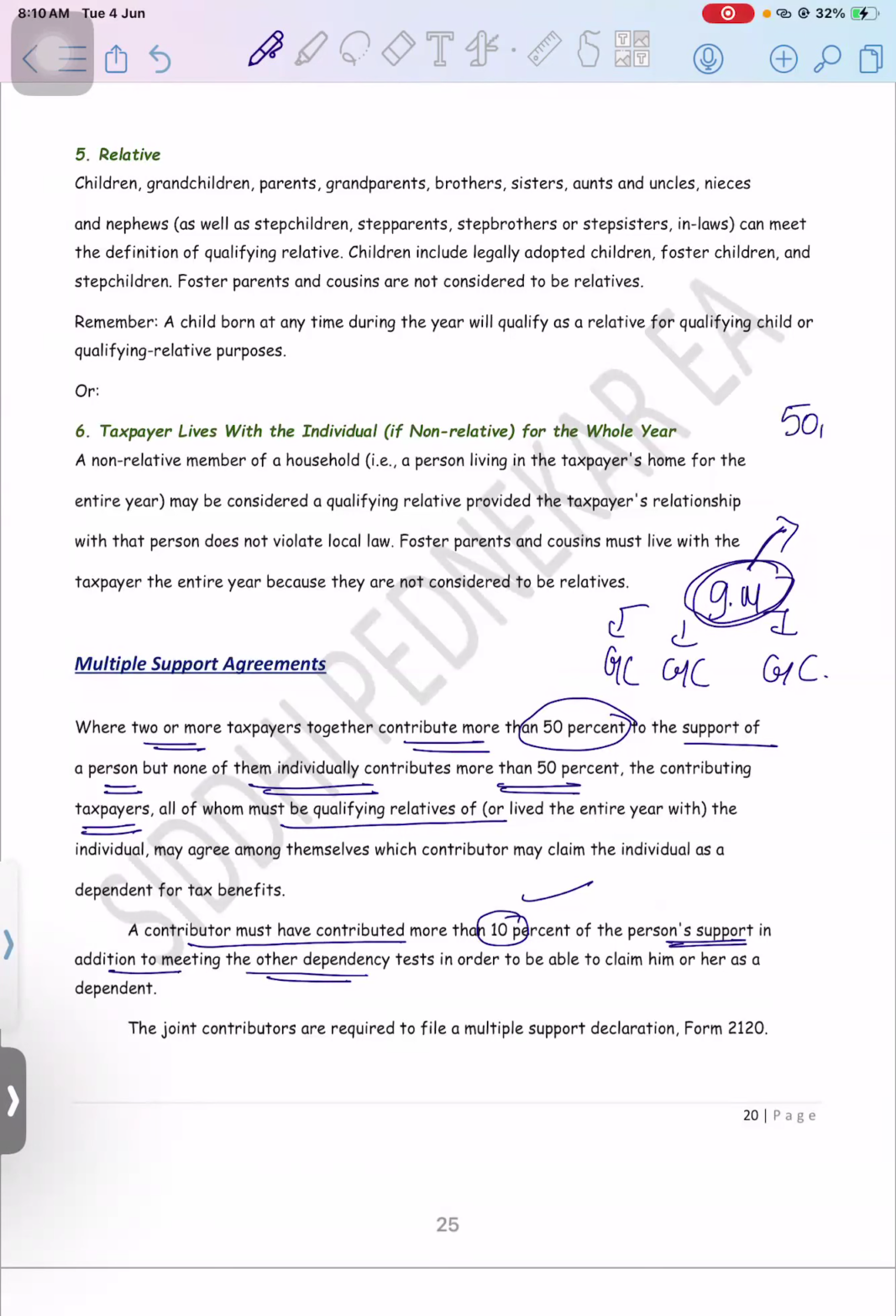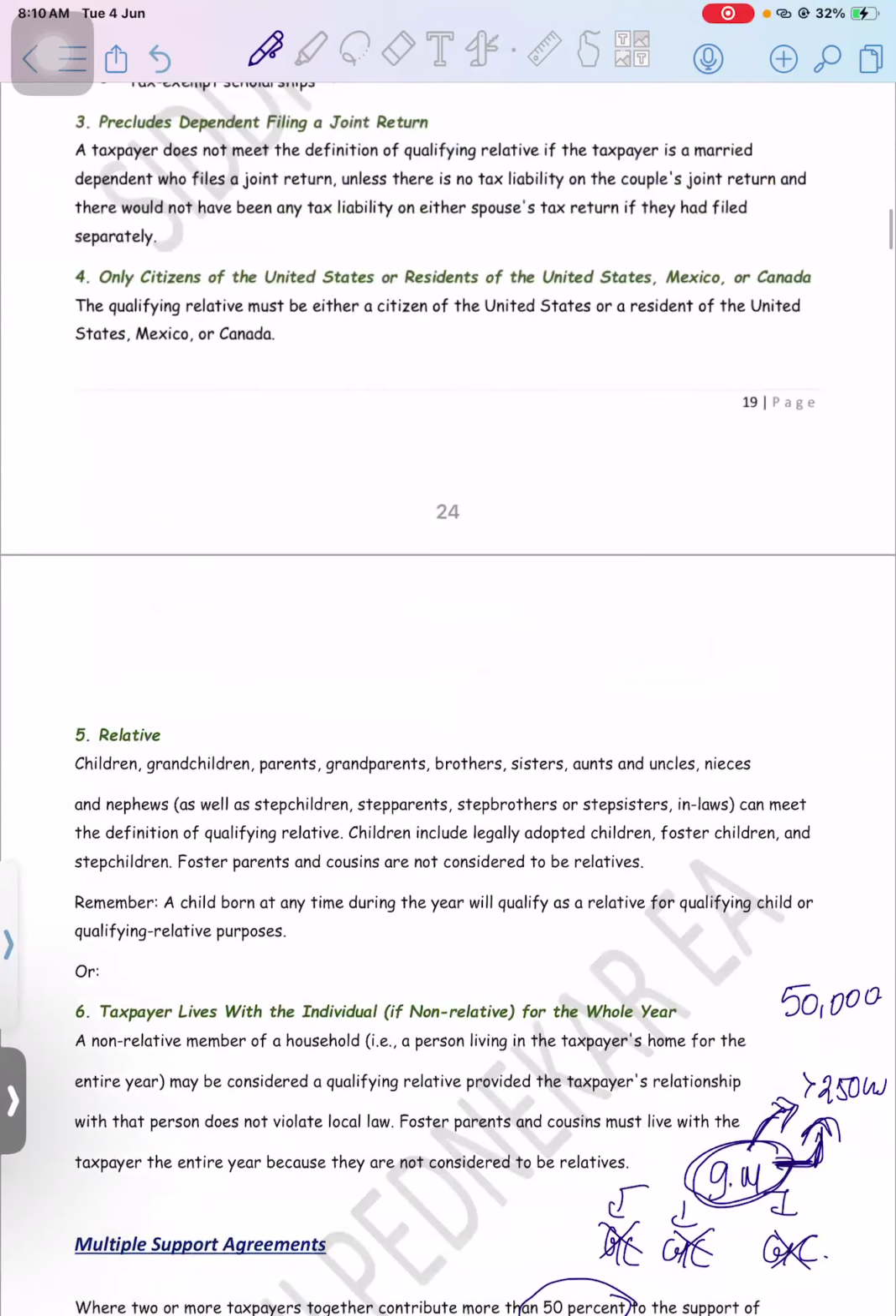Total expenses are 50,000. If she is taking out her own expenses of more than 25,000, then none of them can claim the grandmother as a qualifying relative. The core definition is the same. The grandmother should not incur her own expense of more than 50%. Okay, clear, guys? All right.